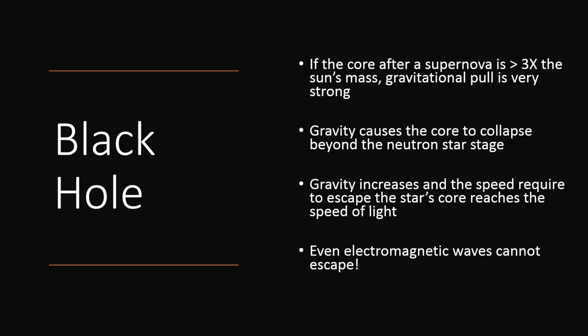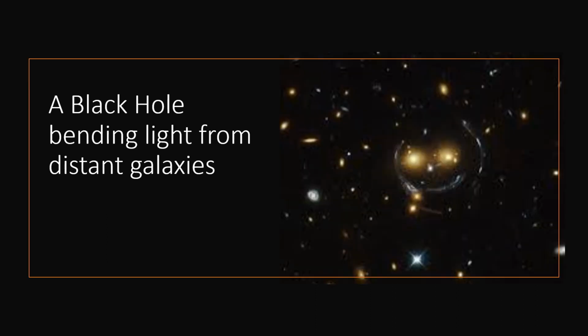Very massive stars have a different fate. If the core after a supernova is roughly more than 3 times the sun's mass, then the gravitational pull is very strong, and that gravity causes the core to collapse beyond the neutron star stage. So it's becoming smaller and even more dense. Eventually it becomes so small and so dense and has such gravity that nothing can escape a black hole, not even light. So if light can't escape from a black hole, then they're probably pretty difficult to see.